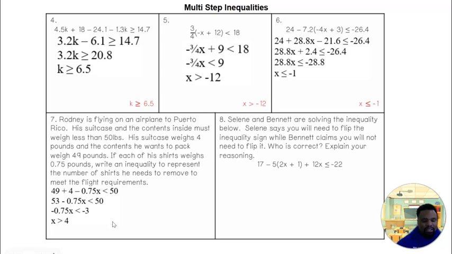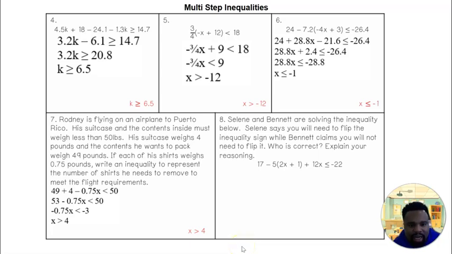What does that tell us? It tells us that we need to remove more than 4 shirts. All right, more than 4 shirts. So it's telling us that Rodney needs to remove more than 4 shirts in order to meet the requirements. So x is greater than 4. All right, let's look at number 8.